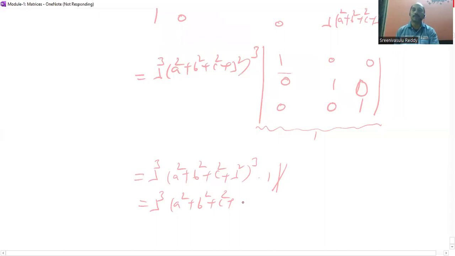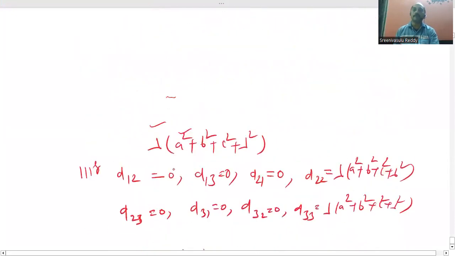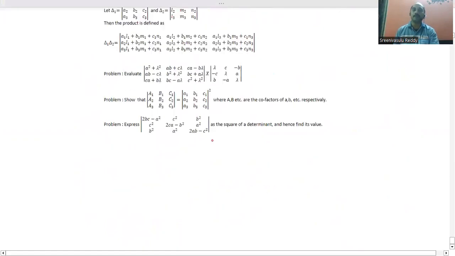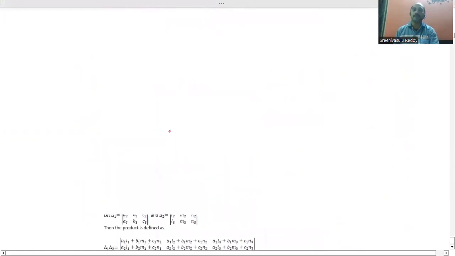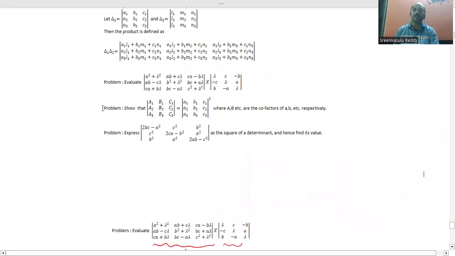This is the first problem in the factorization product method. Next problem in the factorization is... my suggestion is you must learn at least three problems in each topic. Next problem here.